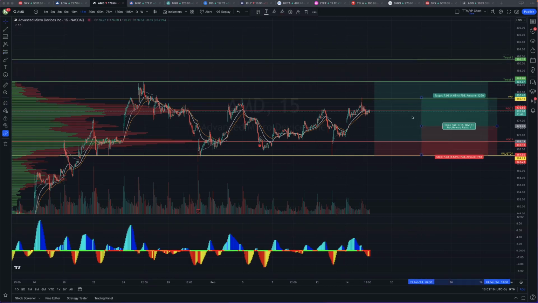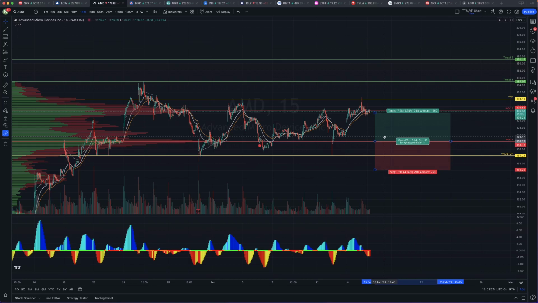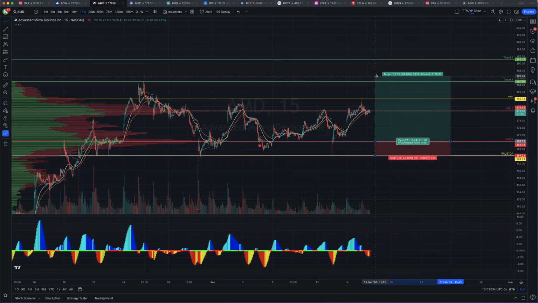And then you move the middle part to where you're taking the position, and then you move your targets and stop loss, and it gives you your risk reward ratio. And then it'll also give you exactly how much you're risking dollar wise, 4 to make 16, right?